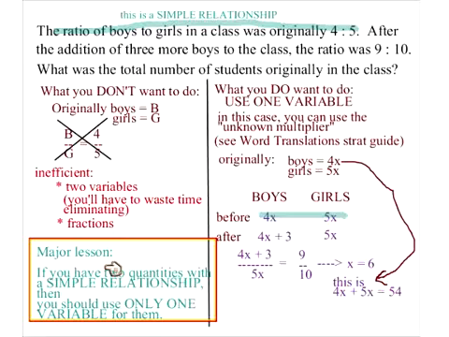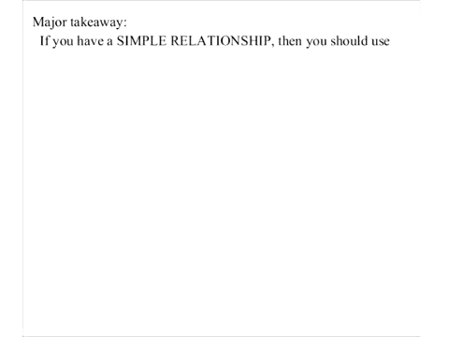So a little bit more on this topic. Remember the major takeaway here, let's reiterate what that is. The major takeaway is: if you have a simple relationship, then you should use one variable. So here are some examples of this, and I'll have you respond to this in the text box.